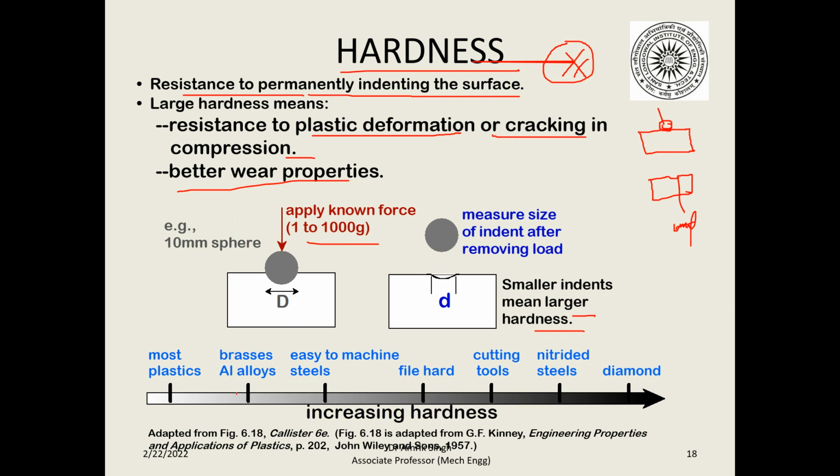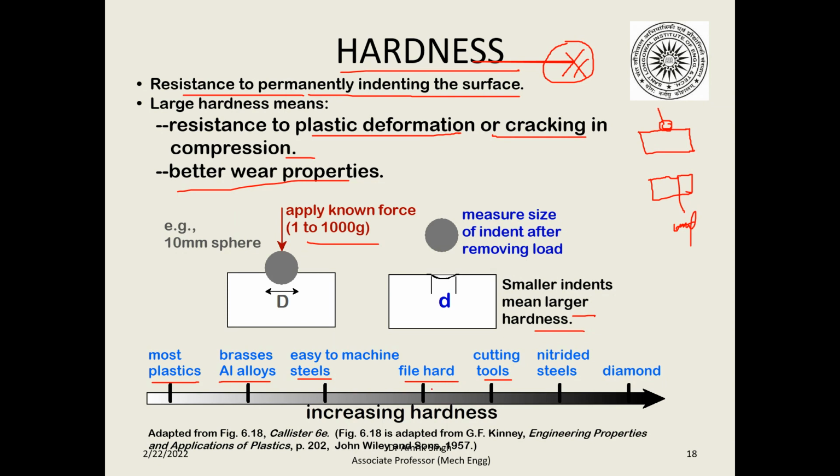So this is a scale. It has been adapted from a book. So for the most plastics, brasses, aluminum alloys, hardness is increasing in this section. Then easy to machine steel. So this is for aluminum alloy. This is for plastics. This is for steel. Then filing is hard. Then cutting for cutting tool.